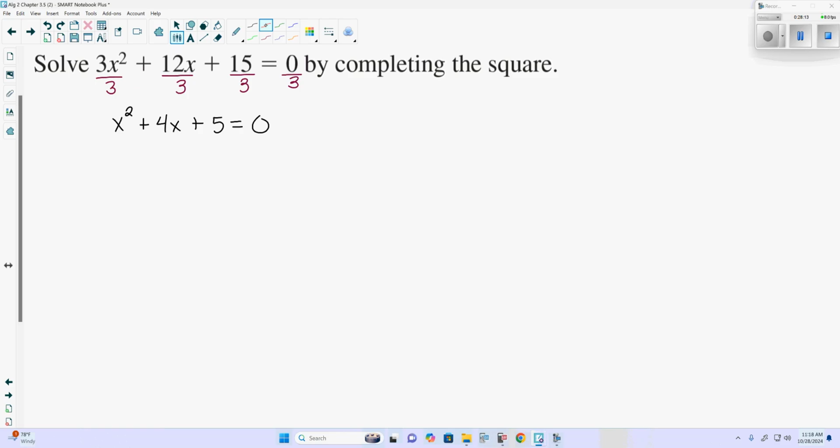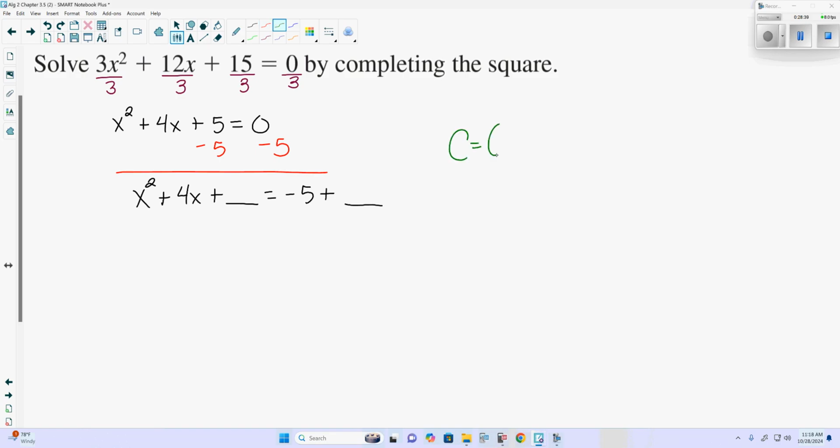Now that a is equal to 1, we need to get the variables on one side, constant terms on the other. So we'll subtract 5 from both sides, which will tell us that we have x squared plus 4x plus blank equals negative 5 plus blank. Questions on this so far before we find the value of c?